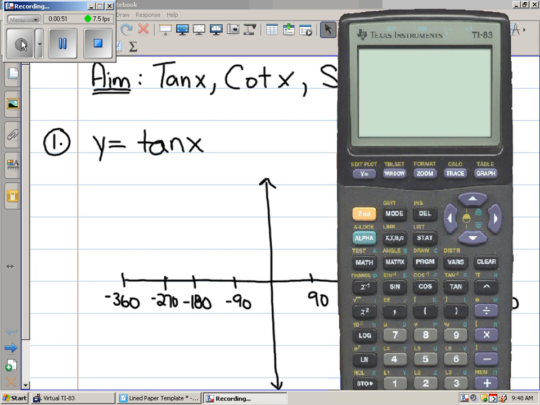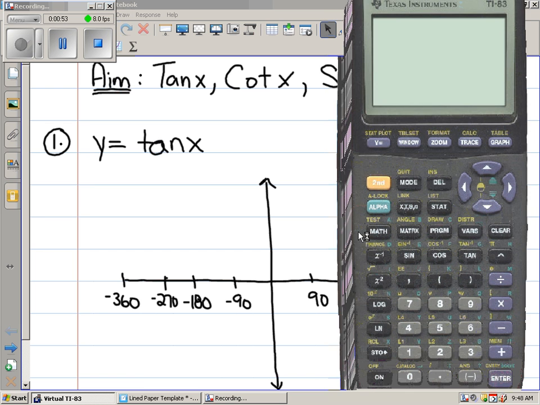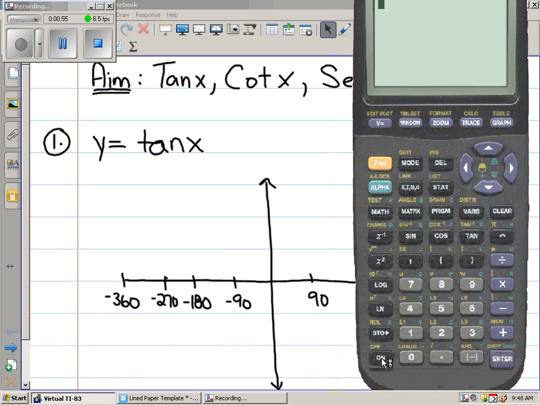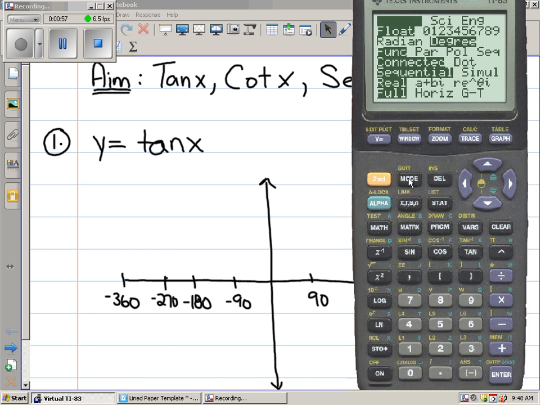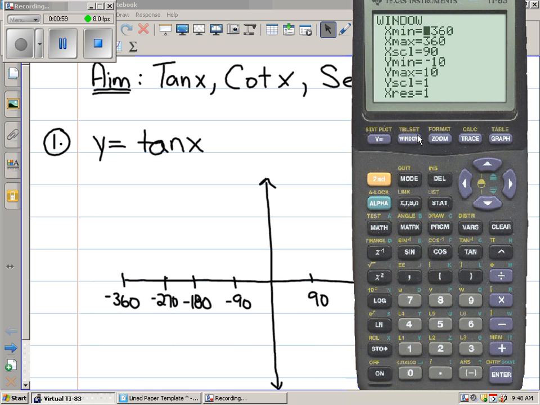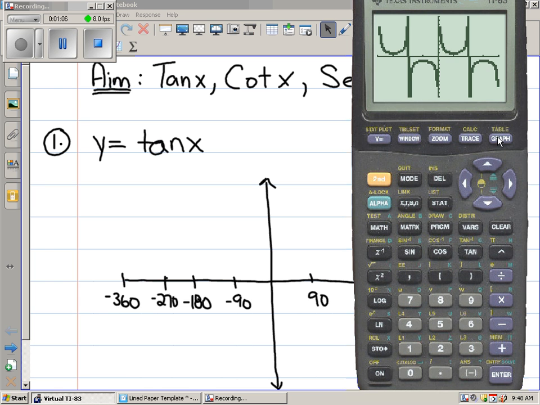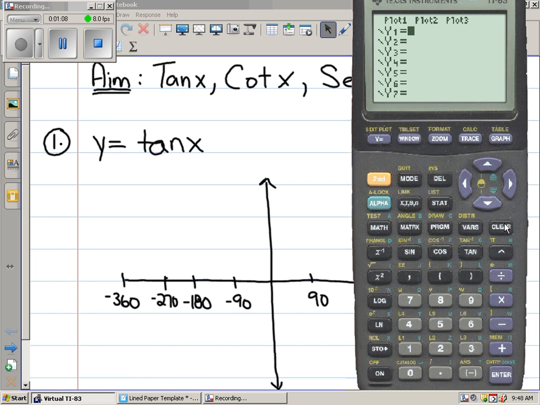Okay. So here we go. We're going to throw this in the calculator. Please turn your calculators on. Make sure it's in degree mode. Make sure the window is set to negative 360 to 360. Okay, and then hit the graph button. Whoops, that's the wrong graph. We're going to type in the tangent of x, and I like it when my graphs are bolded.